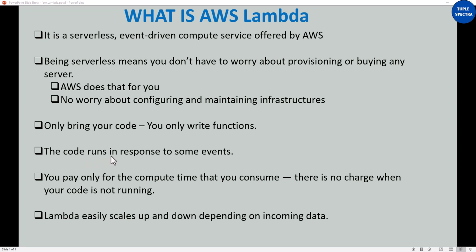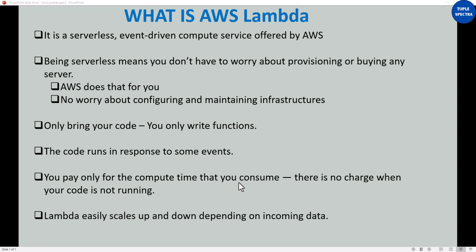The code will respond to some event, and that event in this example I just cited is when the image file is uploaded to an S3 bucket. So that is an event. The user is uploading the image file in your application, and that goes into the S3 bucket, and that triggers the Lambda to actually run, okay? And what that means is that you only pay for the compute time that you consume.